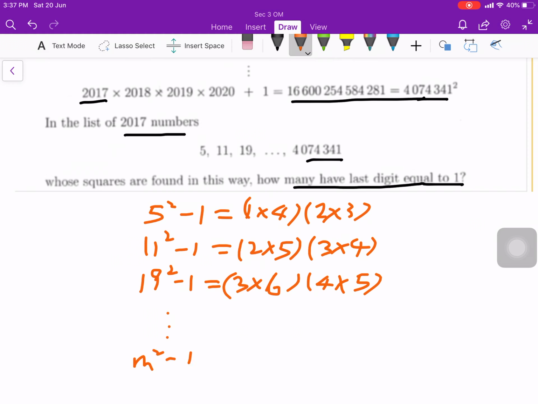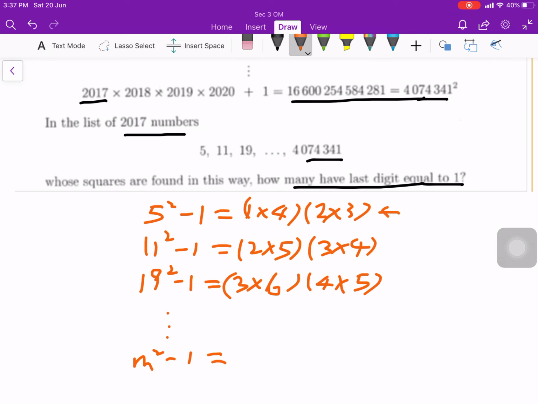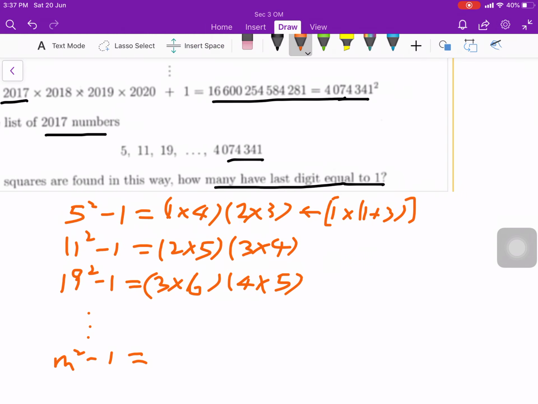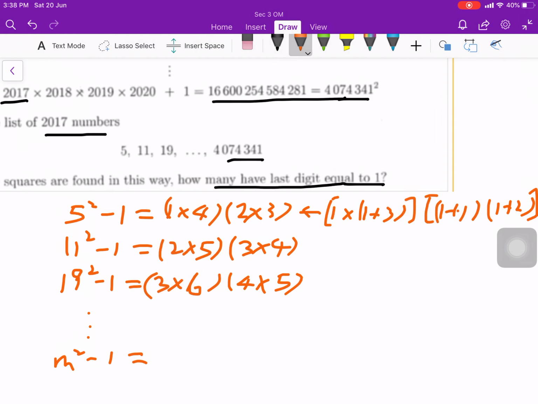And can you see that this part here, what is 1 times 4? If you observe carefully, 1 times 4 is the same as 1 times (1 plus 3), right? And then multiplied by this. 2 times 3 can be viewed as (1 plus 1) multiplied by (1 plus 2). Therefore, if you observe this pattern, can you continue with this idea?